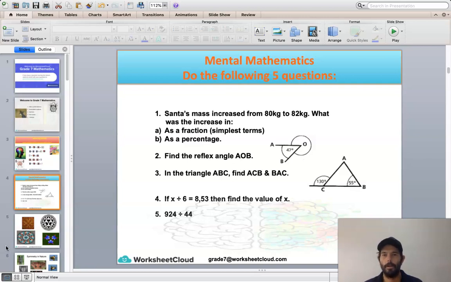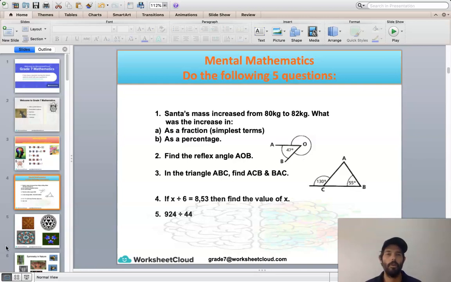Okay, and in question number 3, you needed to find the angles in the triangle. So the first thing I would have done is ACB. I know that 130 needs to add to its adjacent angle to give me 180 degrees because it's a straight line. So ACB must equal 50 degrees.